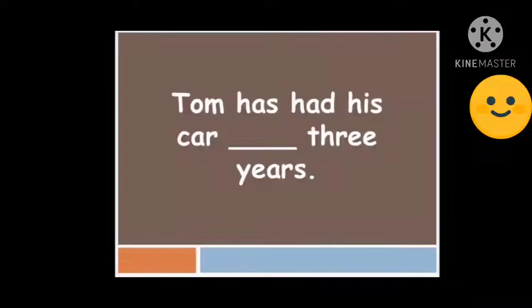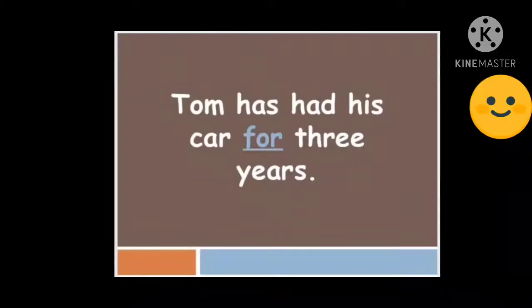Tom has had his car dash 3 years. What's the time phrase used at the end? 3 years. So duration, length of the time is given. So what do you think is the correct answer? Try to guess. For. Okay, Tom has had his car for 3 years.